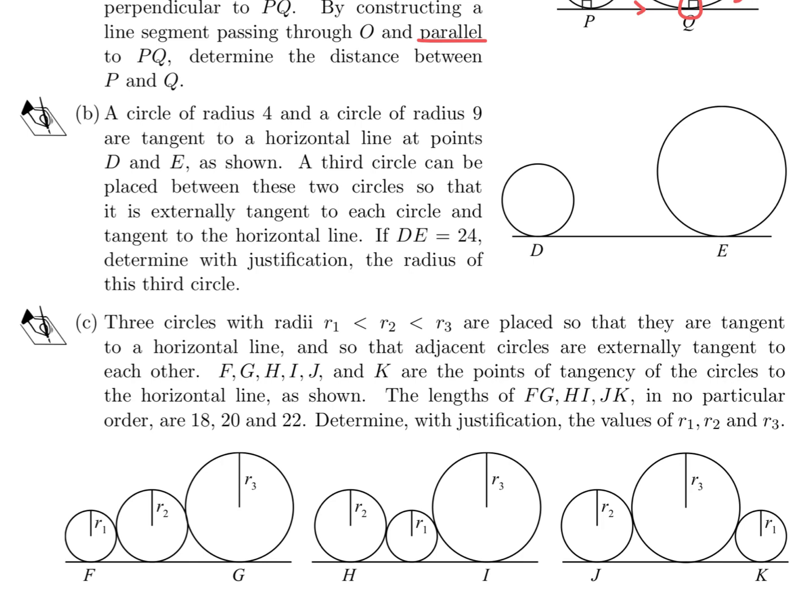A circle of radius 4 has a circle of radius 9 tangent to the horizontal line at points D and E. A third circle can be placed between these two circles so that it's externally tangent to each of the circles and tangent to the horizontal line. DE is 24. Determine the radius of this third circle.